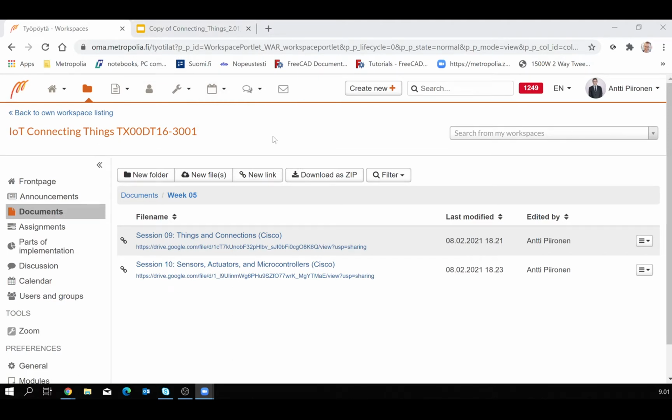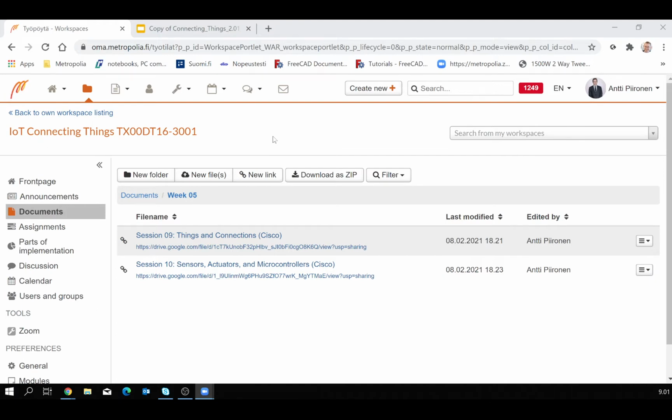Today we have two topics. In the morning we have session 9, which is about things and connections, and in the afternoon Juho will tell you about sensors, actuators, and microcontrollers. And now we are actually switching into Cisco systems, the material.